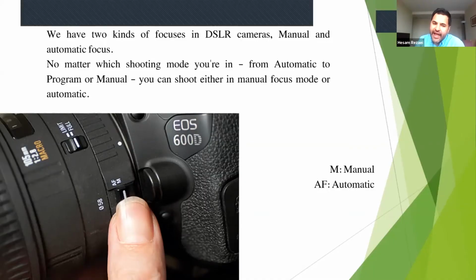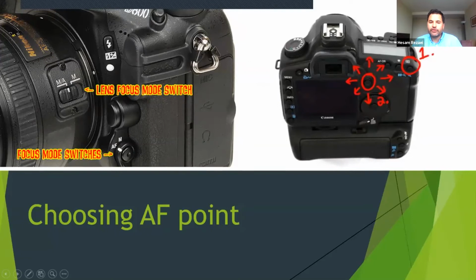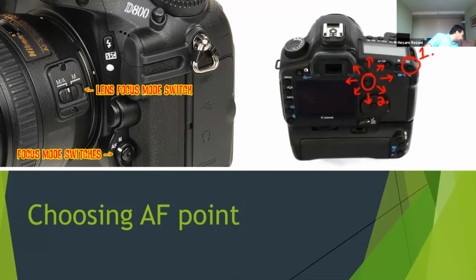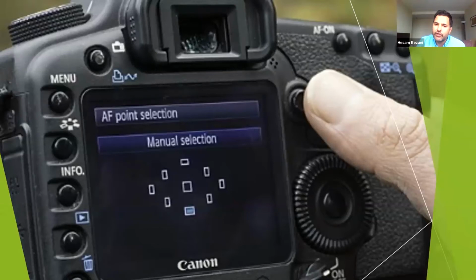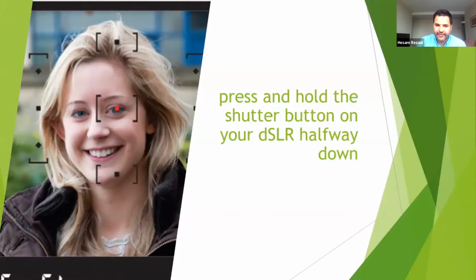For now we will put this one on A. It means that it's automatic focusing. Now we want to choose the AF point. It means where we want to focus. On Canon, there is a button here that shows it. After that, we press that button and go through choosing it in the menu, and later we can shoot with that.